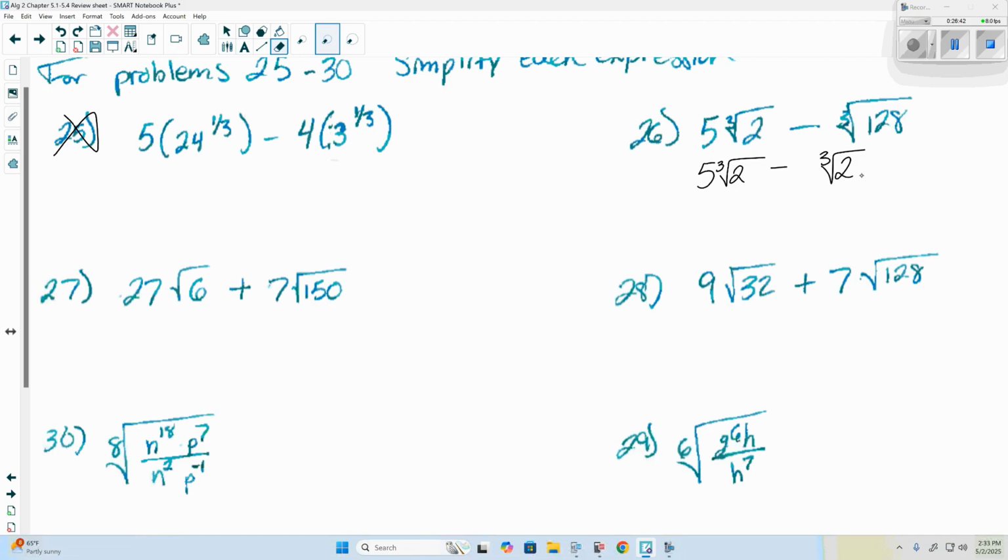Let's look at 26. For us to be able to simplify this or add or subtract, those radicals have to be the same. They're both cube roots, but I know that for us to be able to subtract, they both have to be the cube root of 2. Now, 128 is 2 times 64. Now the question is, can we take the cube root of 64? Yeah, 4. So actually, the cube root of 128 is 4 cube roots of 2.